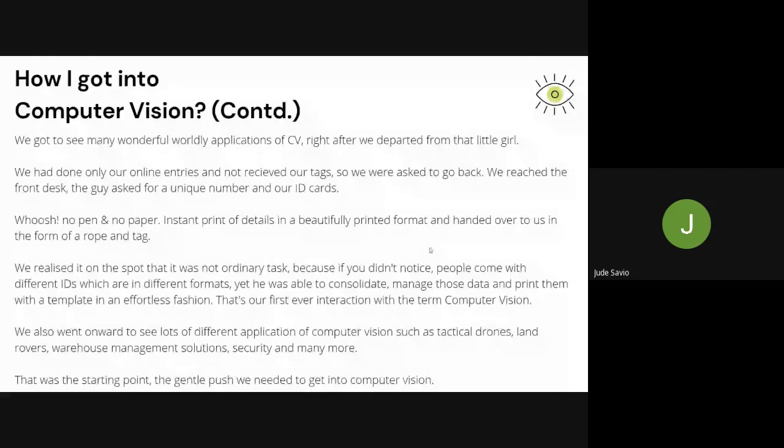So we also went forward to see a lot of stuff there, different applications of computer vision, such as tactical drones, land rovers that could identify targets, warehouse management solutions, security solutions, and more. So that was the starting point and the gentle push we needed to get into this particular field.